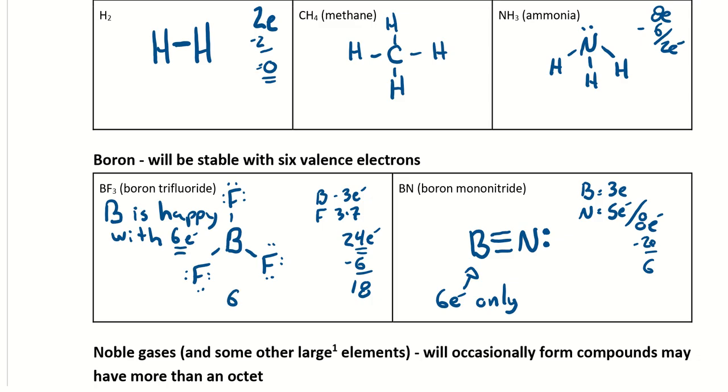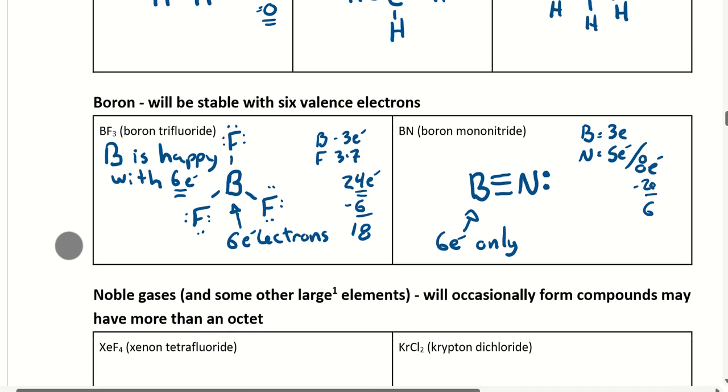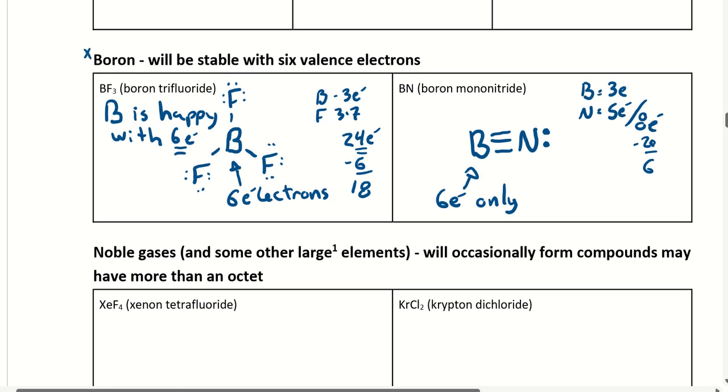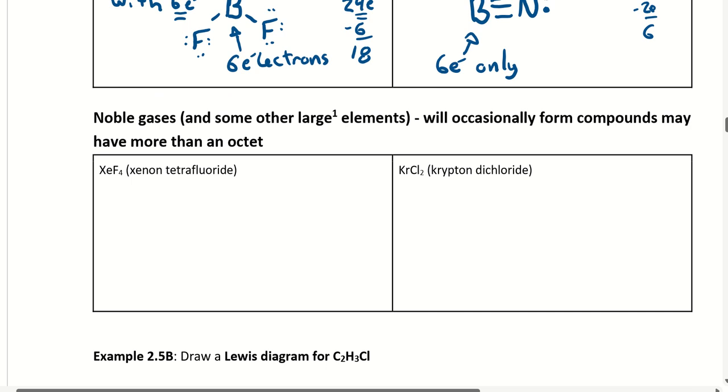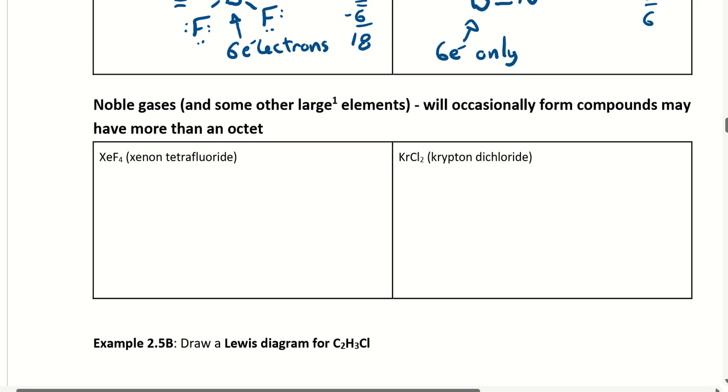Now, I would love to say, hey, this is the reason why, and it's really straightforward and makes a lot of sense. But like a lot of other things here, it just is. And sorry, we just kind of got to know it. So that's boron. Boron is one of these ones that can have this issue. Noble gases, some larger elements, they will actually have more than their full complement of octets. You draw them kind of off to the side.